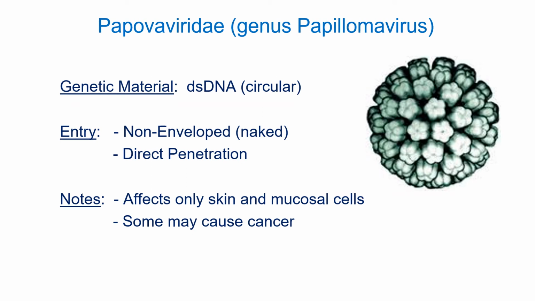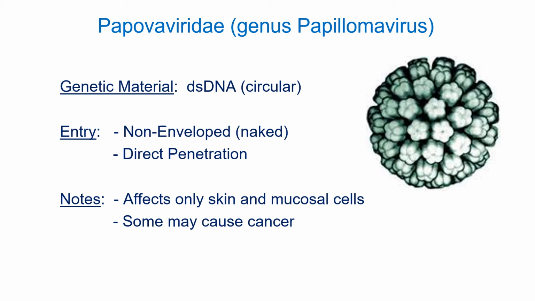Members of the Papovaviridae, as we've mentioned, have double-stranded DNA. But what's curious about this is the DNA is circular. It's almost like a plasmid. They enter into cells by direct penetration, and they're non-enveloped or naked. Now note that they only infect skin or mucosal cells.